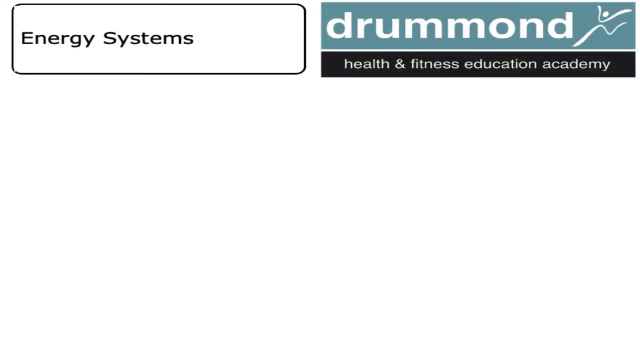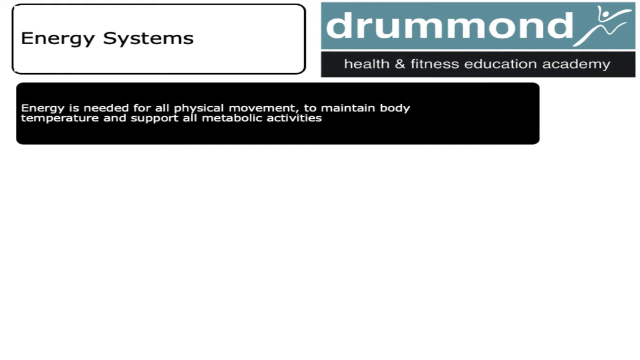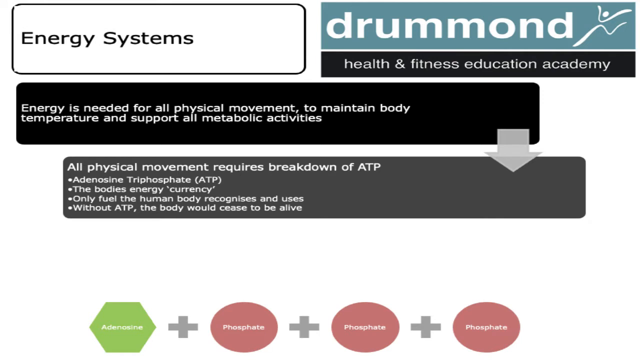Energy systems. Energy is needed for all physical movement to maintain body temperature and support all metabolic activities. This energy comes from a substance which is known as adenosine triphosphate, or ATP. So all physical movement requires a breakdown of ATP. ATP, like I said, is known as adenosine triphosphate, and it's referred to as the body's energy currency. It's the only fuel that the human body recognizes and uses. And without ATP, the body would cease to be alive.